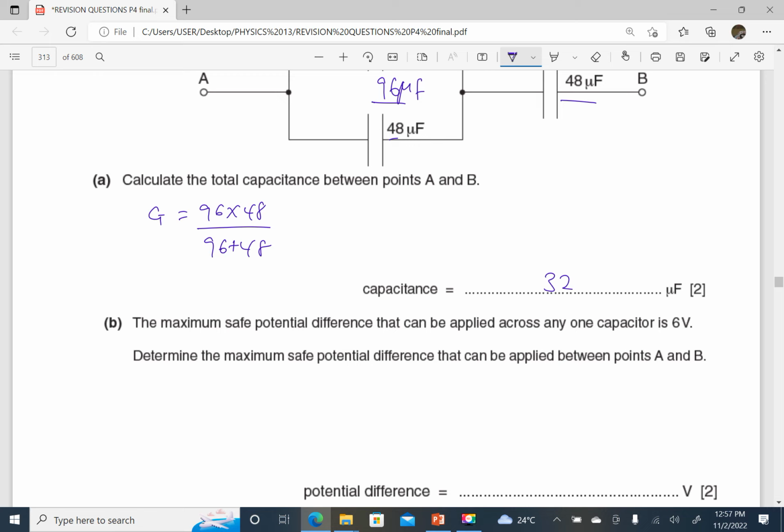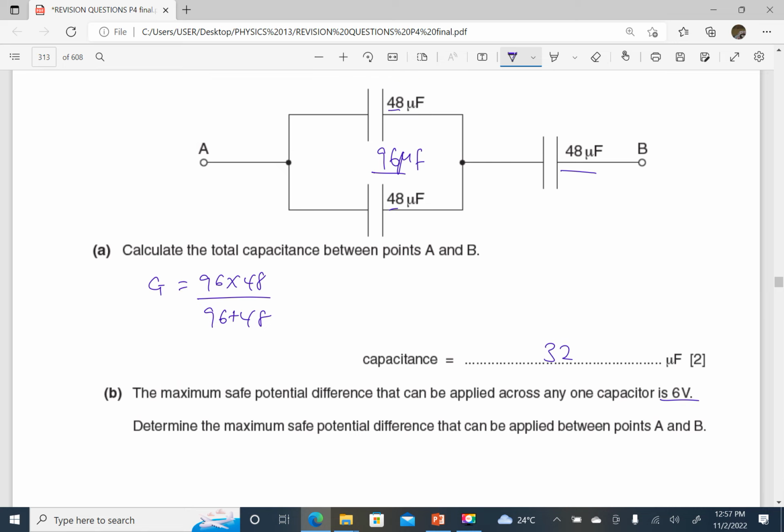The maximum safe potential difference that can be applied across any one capacitor is 6 volts. That means the PD across one capacitor is 6 volts. Determine the maximum safe potential difference that can be applied between A and B. So if the PD across one capacitor is 6 volts, and this can be the one in series, the PD across capacitors in parallel is going to be less than the PD across a capacitor in series. Because remember, capacitance is equal to charge over V. Capacitors in parallel will have a high value of capacitance, therefore they will have a smaller value of V.